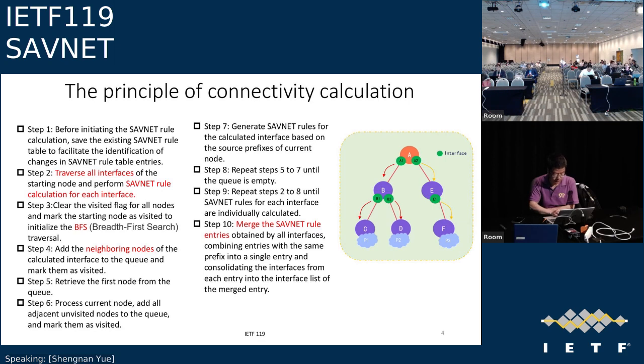The main idea of the connectivity calculation is to traverse all interfaces of the SAVNET-enabled node, and for each interface, perform a BFS algorithm to traverse all neighboring nodes to get prefixes and generate SAVNET rule entries. And finally, we merge the SAVNET rule entries according to the prefix. Next slide.